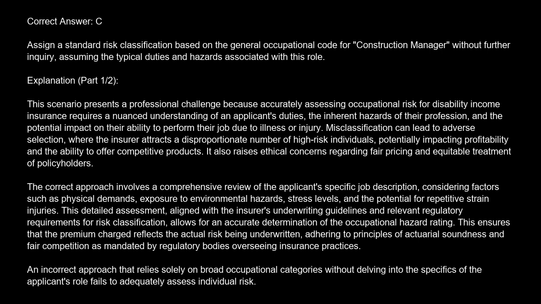The correct approach involves a comprehensive review of the applicant's specific job description, considering factors such as physical demands, exposure to environmental hazards, stress levels, and the potential for repetitive strain injuries. This detailed assessment, aligned with the insurer's underwriting guidelines and relevant regulatory requirements for risk classification, allows for an accurate determination of the occupational hazard rating. This ensures that the premium charged reflects the actual risk being underwritten, adhering to principles of actuarial soundness and fair competition, as mandated by regulatory bodies overseeing insurance practices.